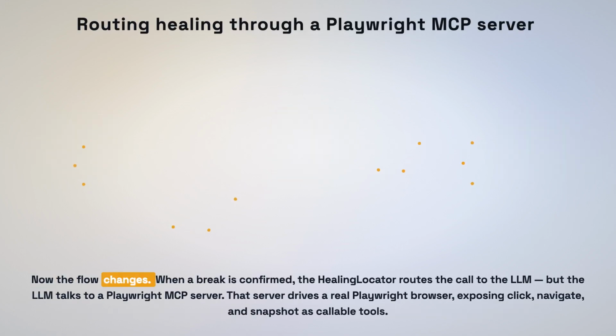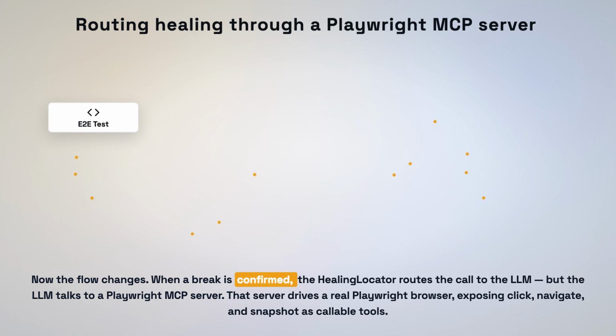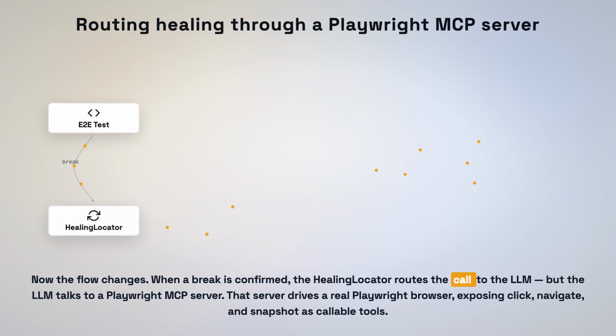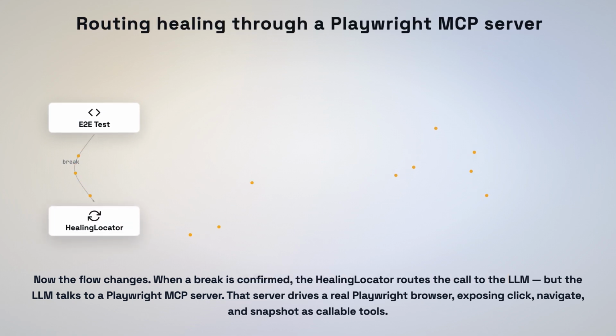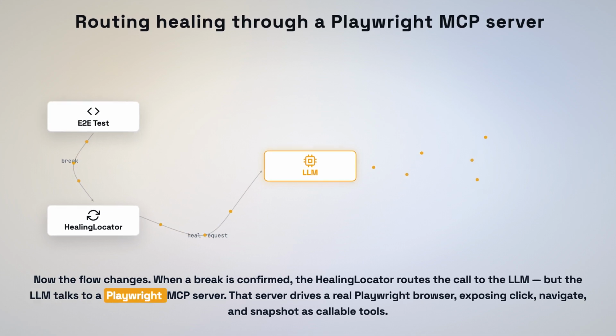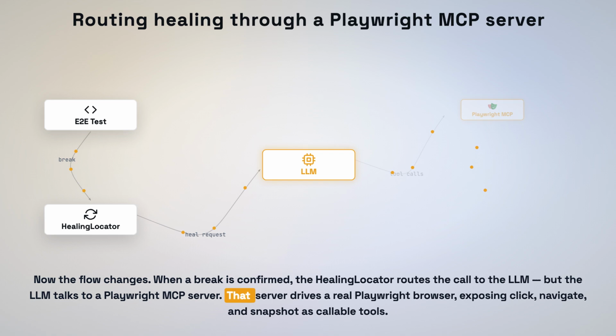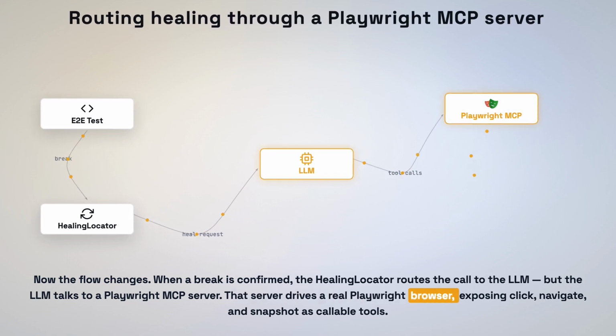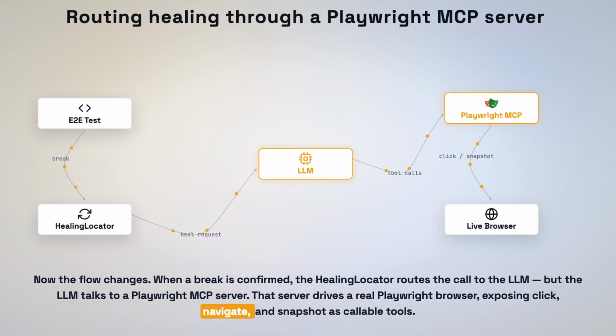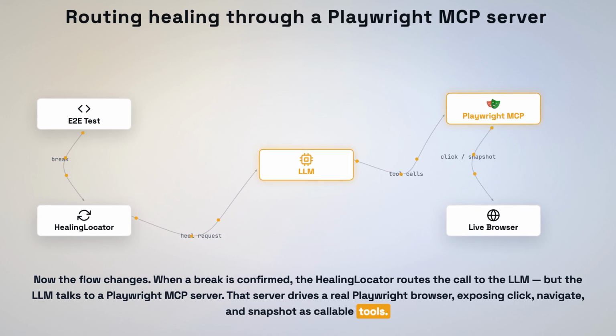Now the flow changes. When a break is confirmed, the healing locator routes the call to the LLM. But the LLM talks to a Playwright MCP server. That server drives a real Playwright browser, exposing Click, Navigate, and Snapshot as callable tools.